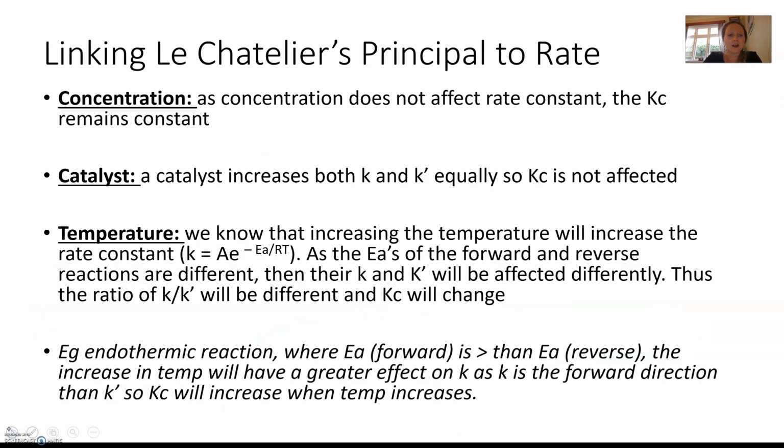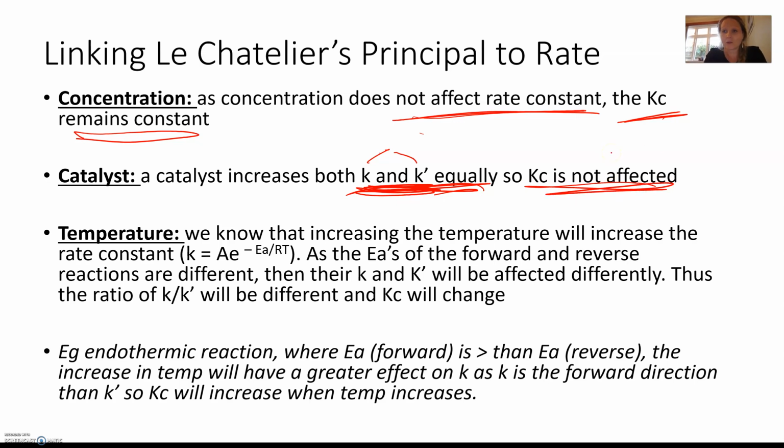So the final thing is we can actually link Le Chatelier's principle into how it affects the rate constant. If we change the concentration of a system, this doesn't affect the rate constant at all, and the reason why is because concentration doesn't affect rate. So if it doesn't affect the rate constant, then the Kc stays exactly the same. Next one, what if we add a catalyst? Well, that means the rate constants K and K dash, so the forwards and the reverse, are going to be affected equally. And so therefore Kc's not going to be affected.